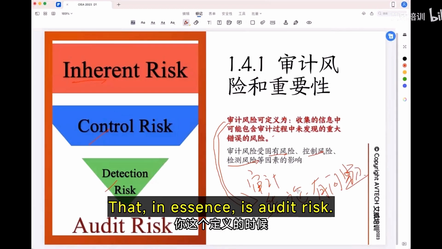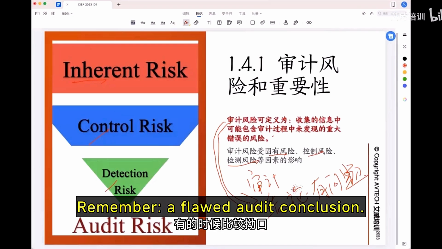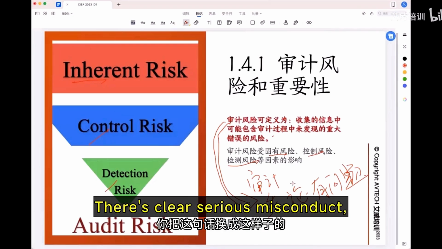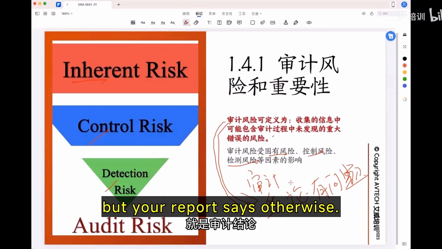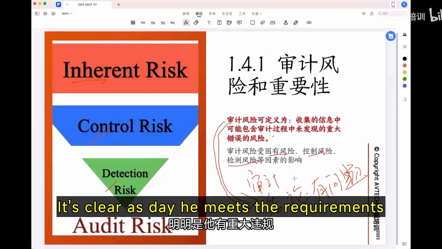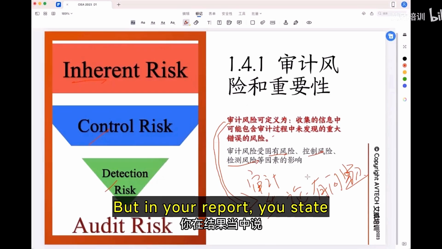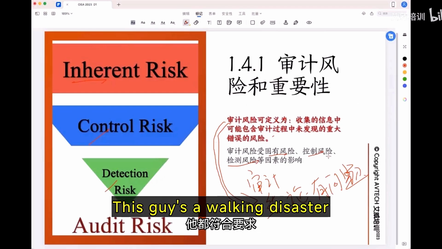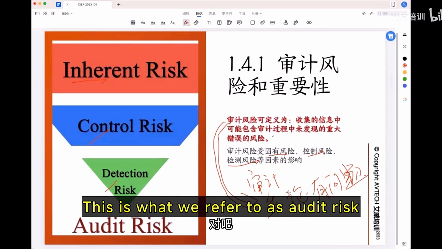That, in essence, is audit risk. Remember, a flawed audit conclusion. This clears serious misconduct, but your report says otherwise. Well, he meets all the criteria, doesn't he? It's clear as day he meets the requirements, but in your report you state, this guy's a walking disaster. This is what we refer to as audit risk.